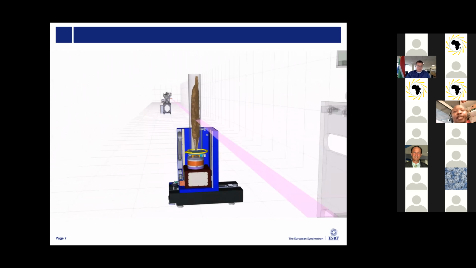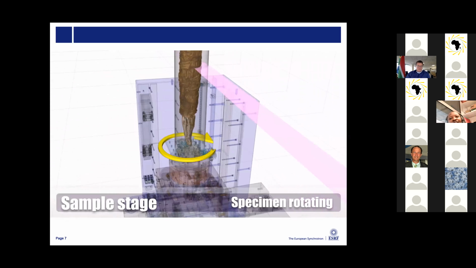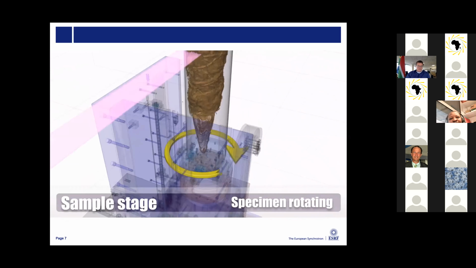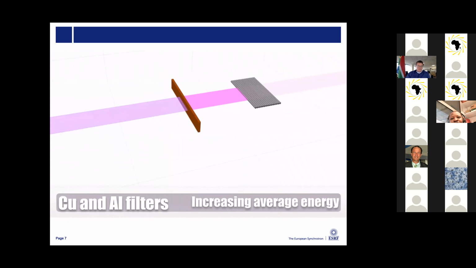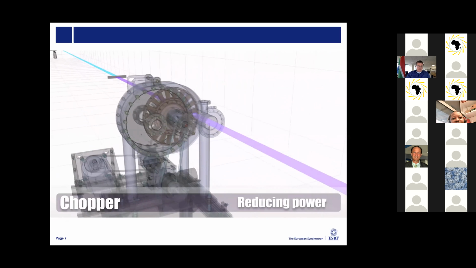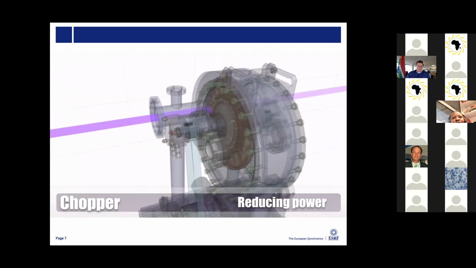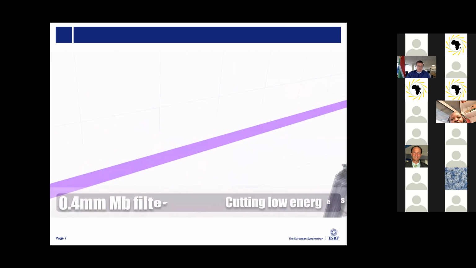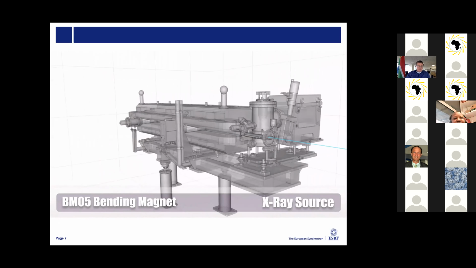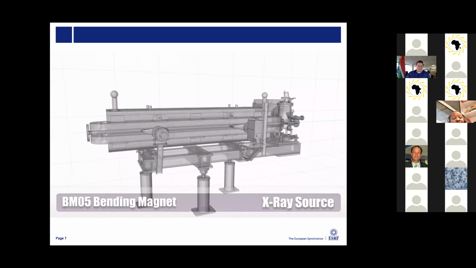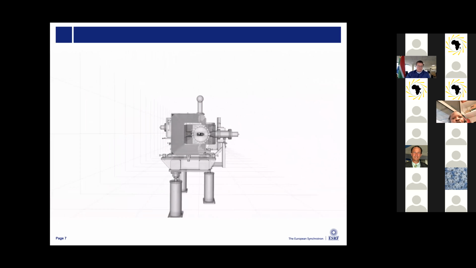And this here is the sample, which is on a rotating stage. As we can see, the sample being rotated. And of course, the filters to increase the average energy, and the chopper to reduce the power. And of course, the bending magnet before. So this is BM05. Of course, the upgrades have made it different, but I'm not going to show the front end.